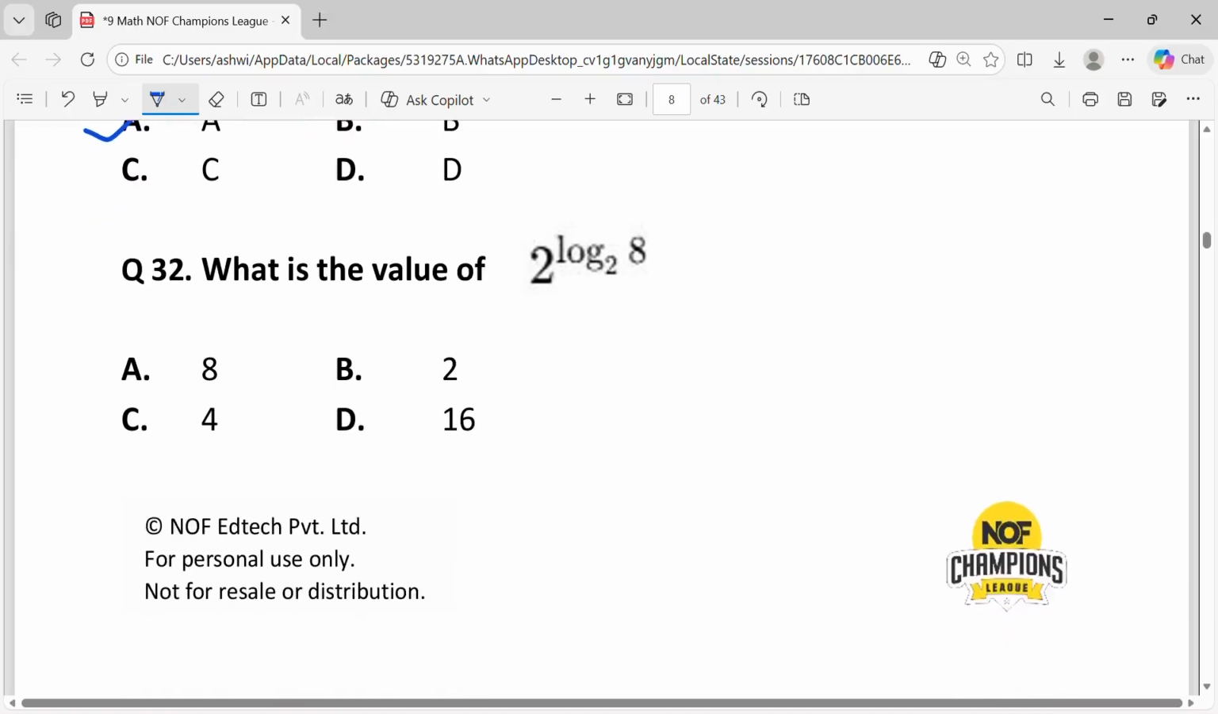Question 32. What is the value of 2 to the power log 2 of 8? The identity a to the power log a of b is equal to b can be used to solve this problem. In this case, a is equal to 2 and b is equal to 8. So 2 to the power log 2 of 8 is equal to 8. So the answer is A, 8.